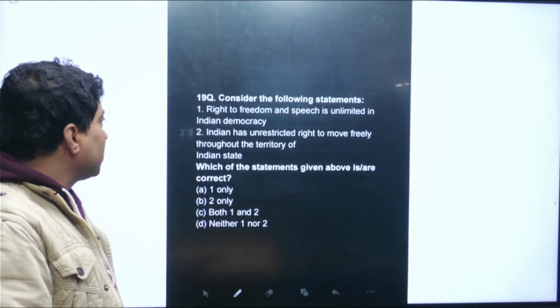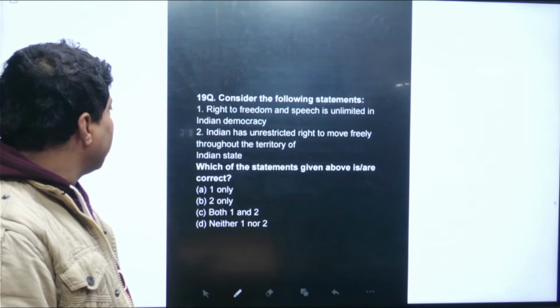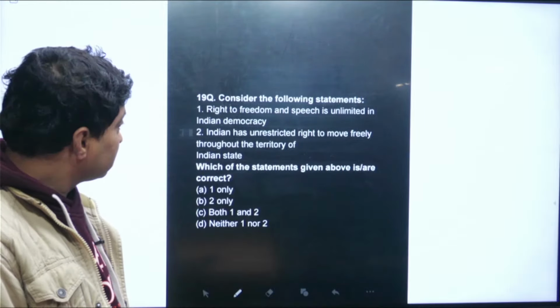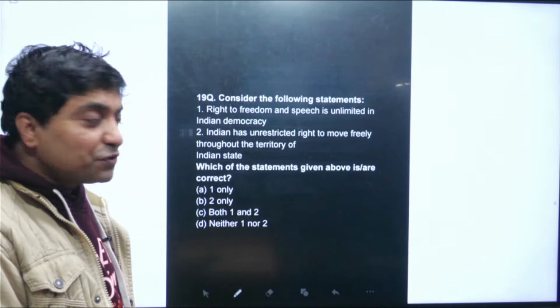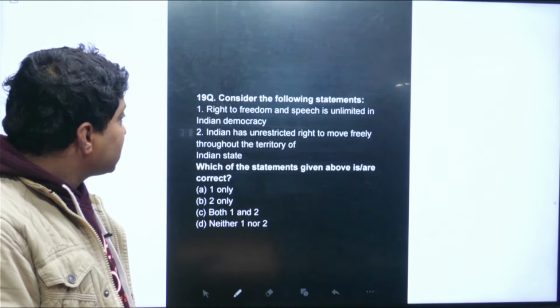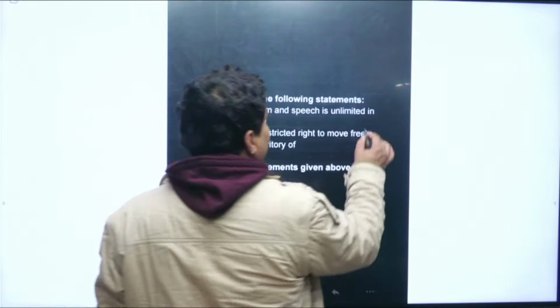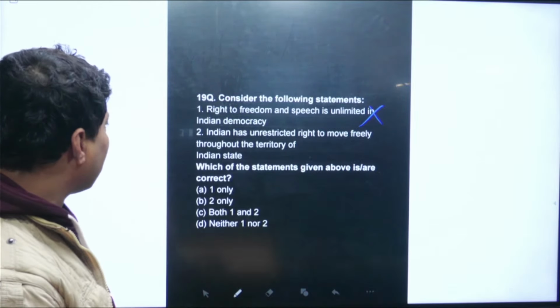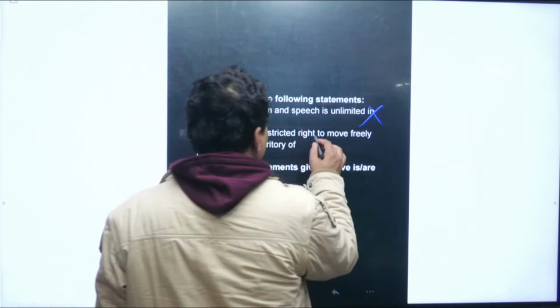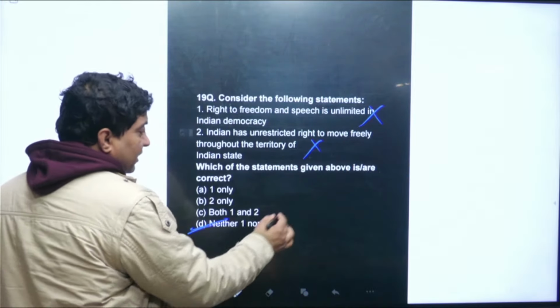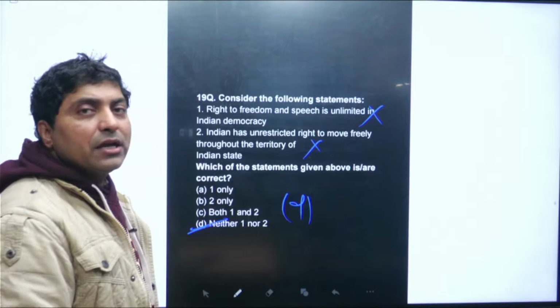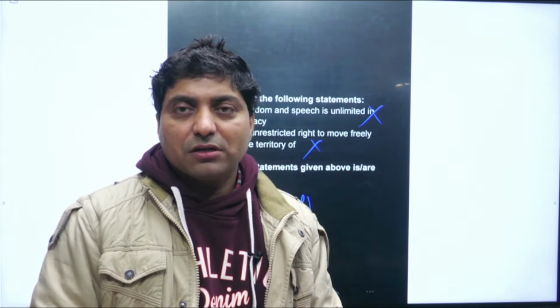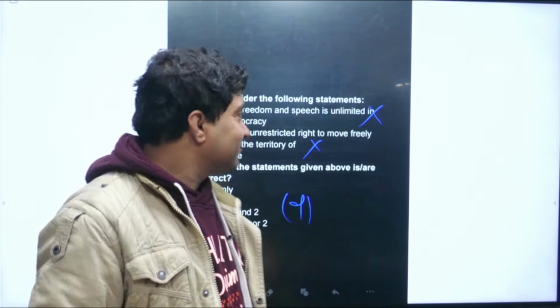Consider the following statements. Right to freedom of speech is unlimited in Indian democracy. So this seems wrong. Right to freedom of speech and expression is unlimited? No, it is restricted. So this will automatically be wrong. Indians have unrestricted right to move freely throughout the territory of India. No, this is also incorrect. So both are incorrect. There is nothing unrestricted. The Constitution puts limitations on freedom of movement as well as freedom of speech and expression. Let me move to the next question.